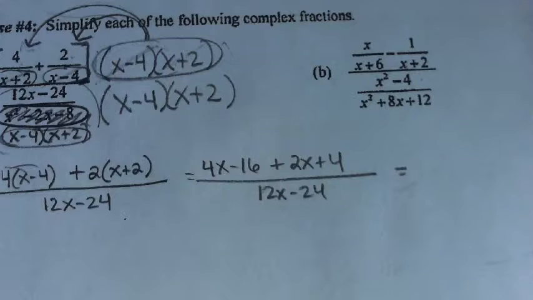So this became 6x minus 12 over 12x minus 24. That's my single fraction, right? And then I can factor out of 6, x minus 2. I can factor out of 12, x minus 2. Your x minus 2's cancel, and this whole thing boils down to what? 1/2, exactly. So you're just doing 1 through 5.